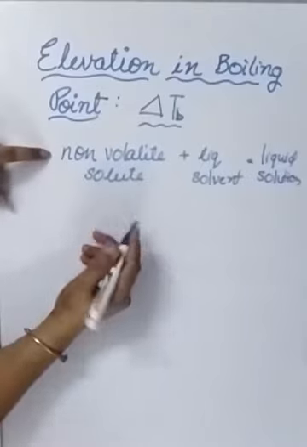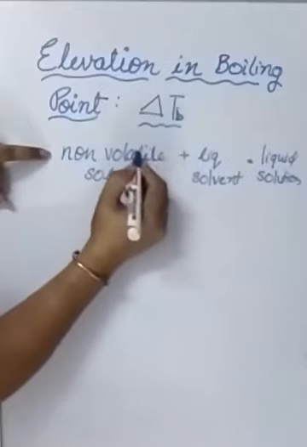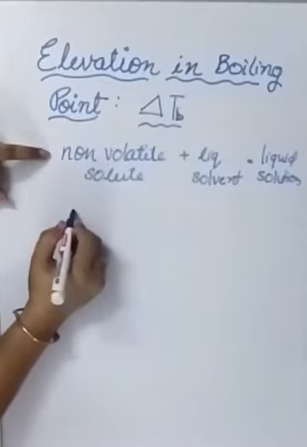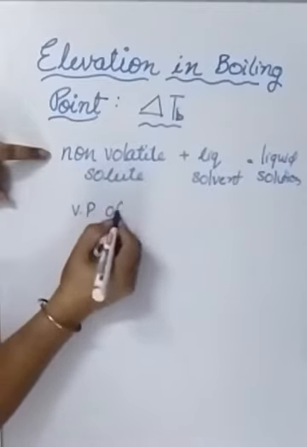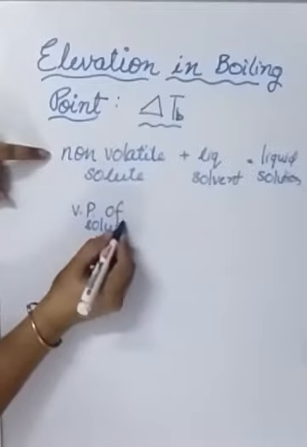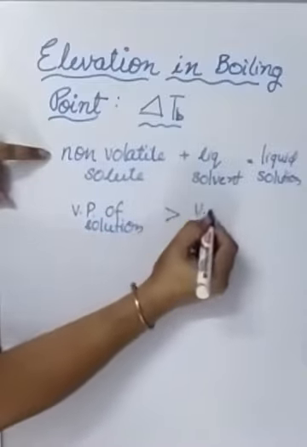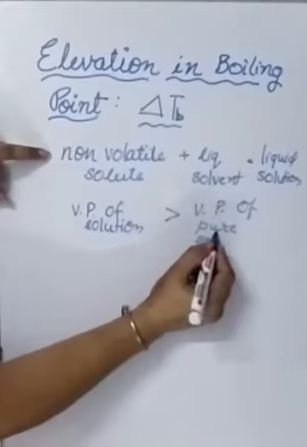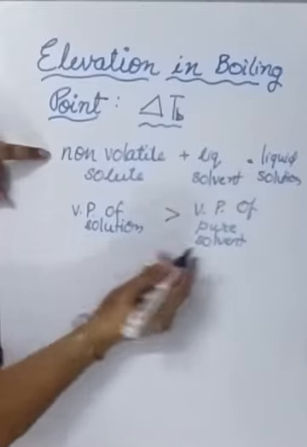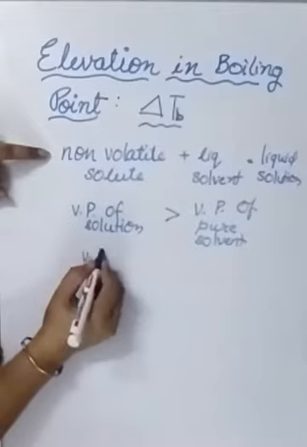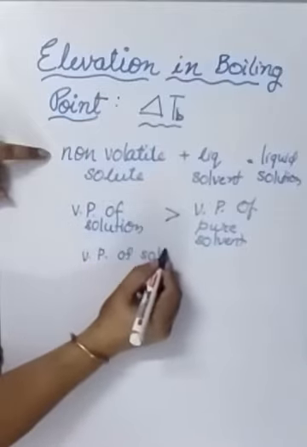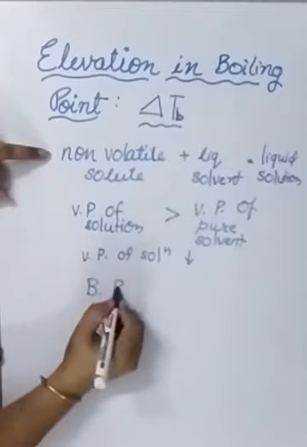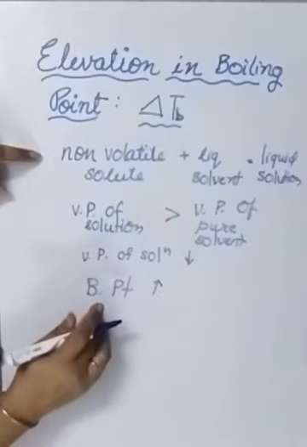Whenever a non-volatile solute is added to a liquid solvent, there occurs lowering in vapor pressure. That means vapor pressure of solution is lesser than vapor pressure of pure solvent. So since vapor pressure of solution decreases, boiling point increases. What is boiling point?